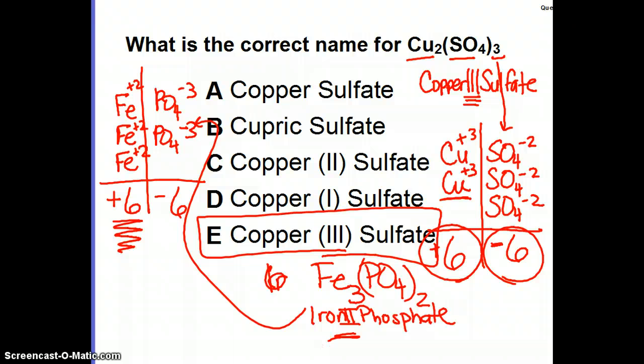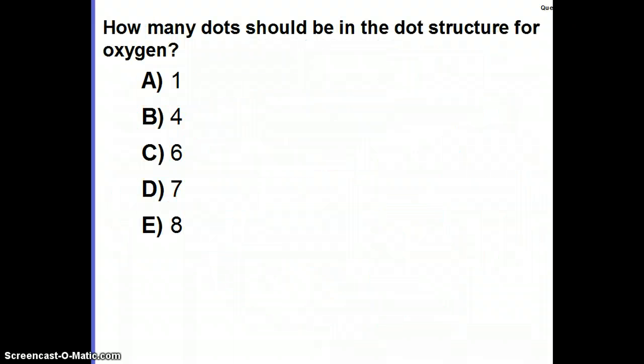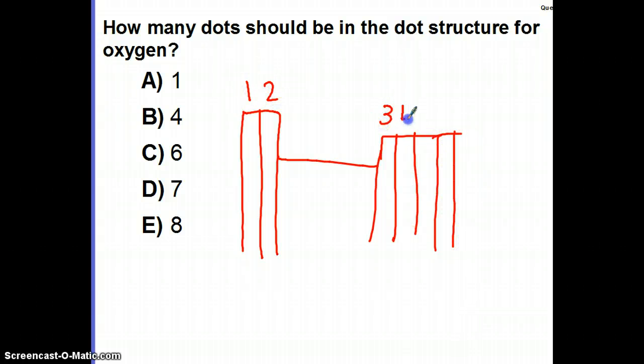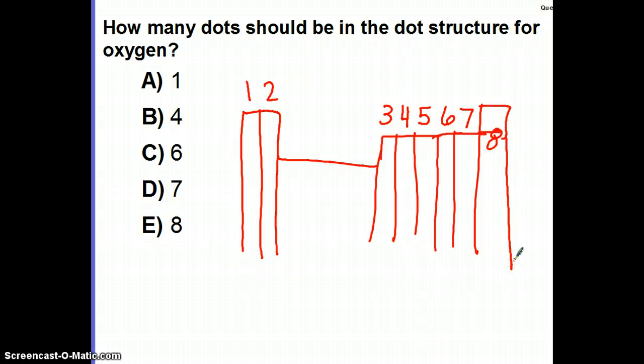All right, next, how many dots should be in the structure for oxygen? Okay, so this is where you should remember from your periodic table this: 1, 2, 3, 4, 5, 6, 7, and 8, with the exception of helium. That's how many valence electrons they have before they form ions. So oxygen happens to be over here. It has 6. So we would do 1, 2, 3, 4, and then 5, 6. You can do it that way.